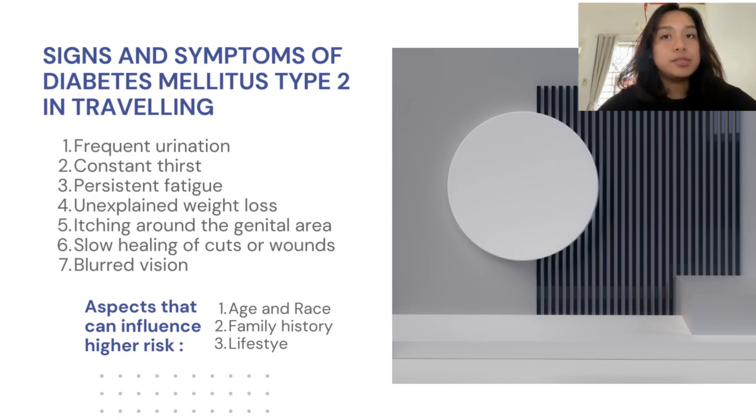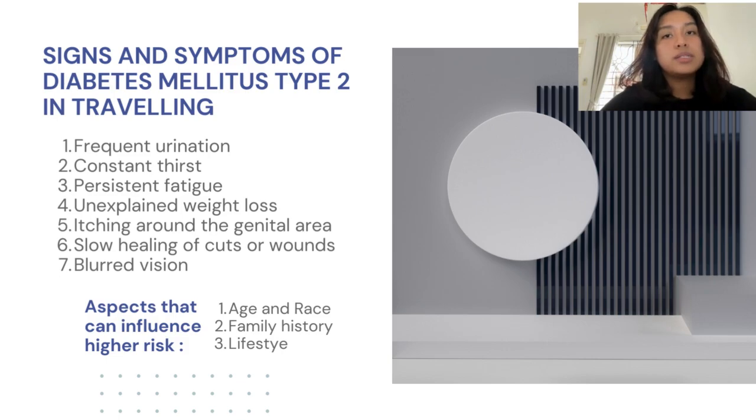So on a daily basis, diabetes patients may also experience various unpleasant symptoms because of their disease. And this could be worsened while traveling. So here are some of the signs and symptoms of diabetes type 2: frequent urination, constant thirst, persistent fatigue, unexplained weight loss, itching around the genital area, slow healing of cuts or wounds, and also some blurred vision.